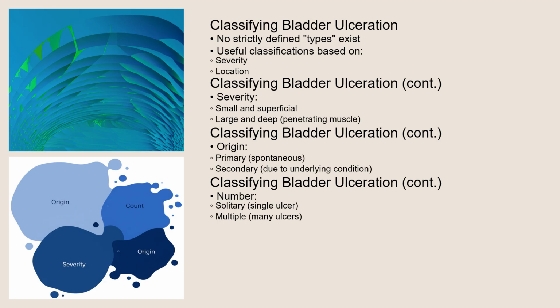While there aren't strictly defined types of bladder ulceration in the way one might categorize other diseases, it is helpful to classify them based on their severity and location. Some ulcers may be small and superficial, while others are large and deep, penetrating into the bladder muscle. They can also be categorized as primary, meaning they arose spontaneously, or secondary, meaning they are caused by another underlying condition like infection or medication. Ulcers can also be considered solitary, a single ulcer, or multiple, with many ulcers present at the same time.